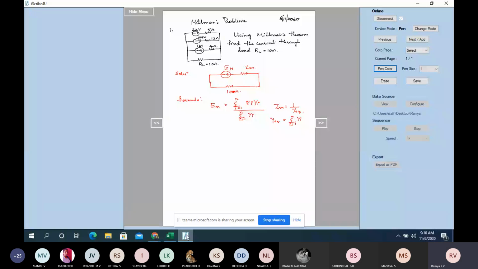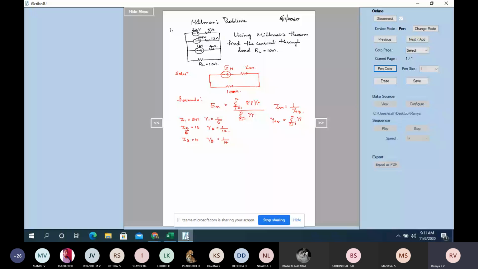To find EM, first we'll find Y1. Let me take Z1 equal to 5 ohm, so Y1 is 1 by 5. Z2 is 12 ohm, so Y2 is 1 by 12. You can call it R2 also instead of Z because no inductors and capacitors are there. Then Z3 is 4 ohms, so Y3 will be 1 by 4.